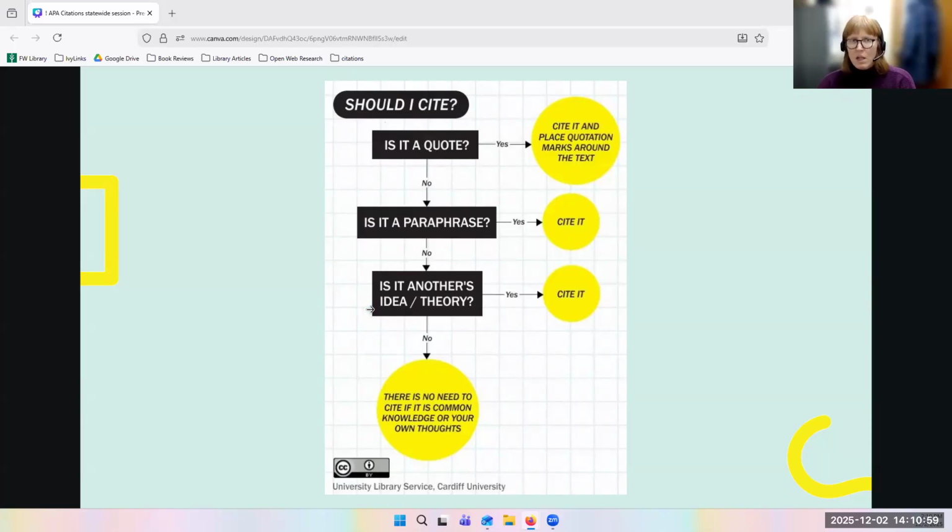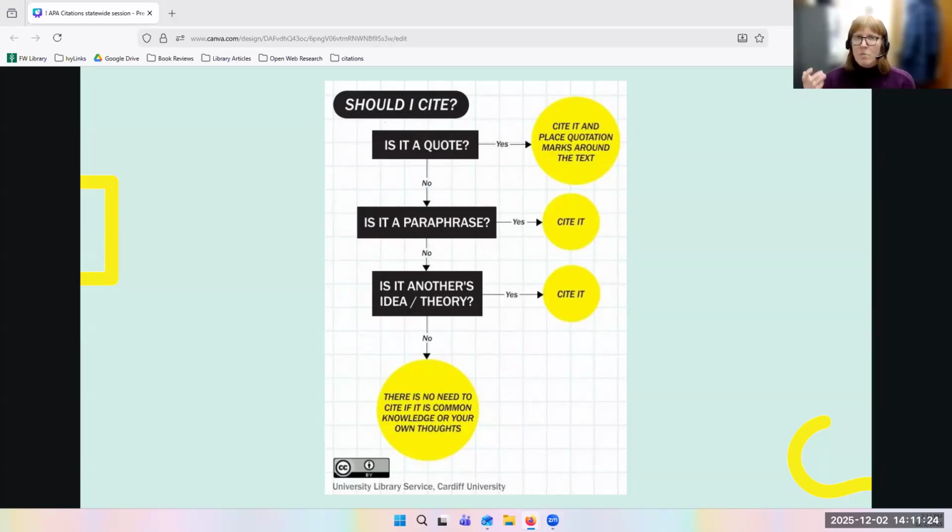So we're not just citing things that we quote directly or paraphrase, we're also citing ideas in general. So not just words, but ideas need to be cited, okay? If it's not any of those, a quote, a paraphrase, someone else's ideas or theory, it's most likely your own thoughts or it's common knowledge. And common knowledge does not need to be cited.